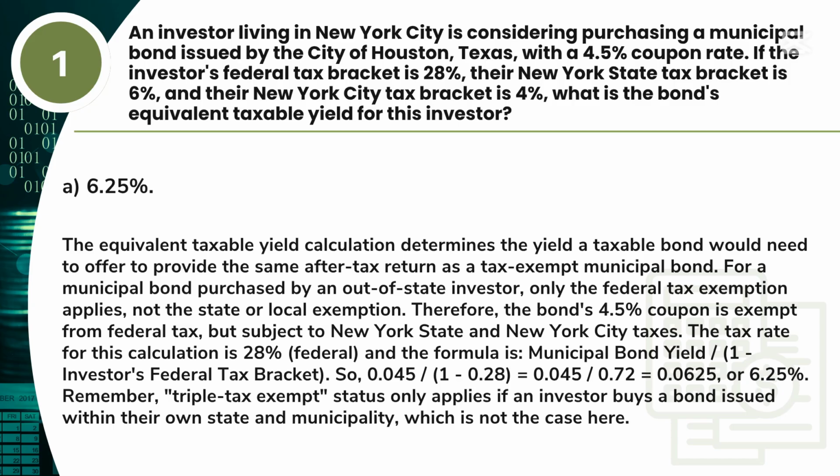The tax rate for this calculation is 28%, federal, and the formula is municipal bond yield / (1 - investor's federal tax bracket). So, 0.045 / (1 - 0.28) equals 0.045 / 0.72, which is equal to 0.0625, or 6.25%. Remember, triple tax exempt status only applies if an investor buys a bond issued within their own state and municipality, which is not the case here.